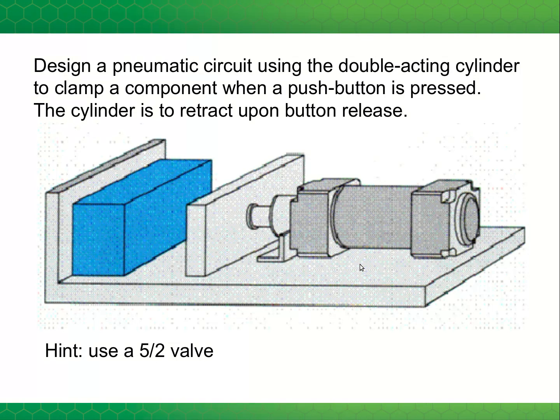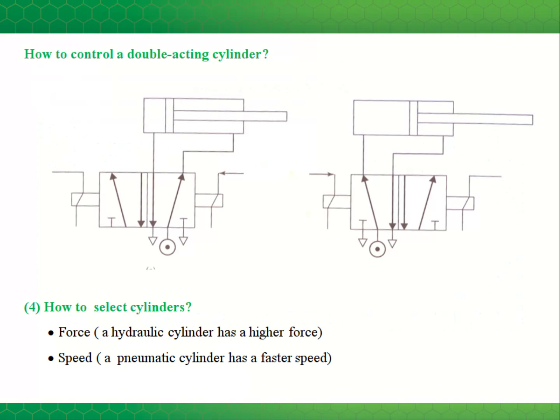Another example is to design the clamping fixture but use a double acting cylinder, and so that cylinder is to retract upon button release. So again, this is identical to the previous slide. We would just be changing the actuation type on the valve. So instead of a solenoid valve, we would have a 5-2 valve with a spring and a push button.